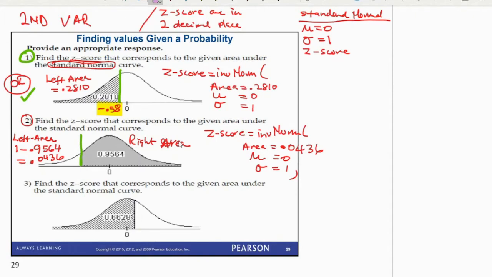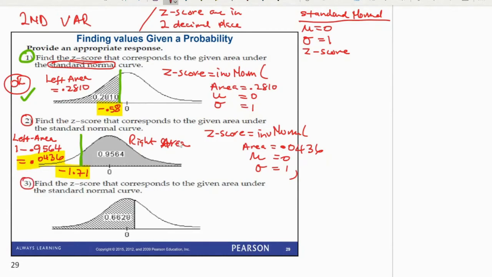All right, so Isabella. Yes. Negative 1.71. Okay, negative 1.71. That is absolutely correct. Beautiful, beautiful, beautiful. So note that you only put the left area into the calculator. All right, let's look at the next question, question 3.